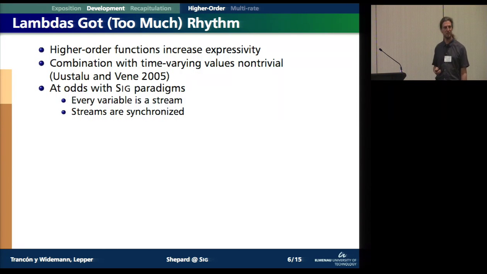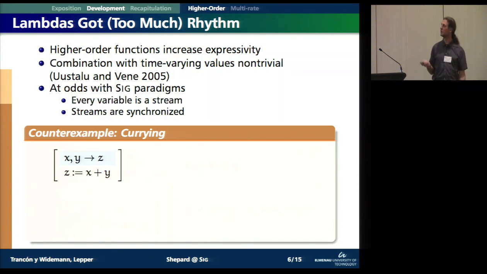And there is a problem. So we cannot do this naively, because in SIG, every variable is a stream. So when you write down a function, it's actually a stream of functions. And all the streams are synchronized. If there is a data flow dependency, then they're synchronized. And now let's look at an example. So this is a very simple component that has two inputs, and the output is just the sum of the two. And obviously, you want this thing to be synchronized. So every element of the output stream should be the sum of the corresponding elements of the input streams.